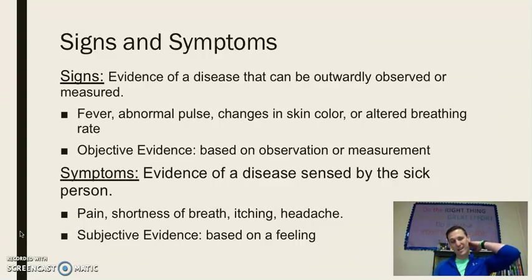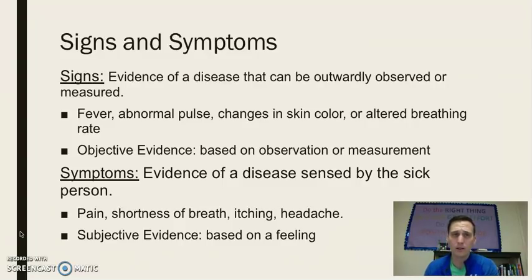Now, we've kind of mentioned signs and symptoms here briefly, but there is a difference. They go hand in hand, but you need to know the difference between what are signs and what are symptoms, and it can be very difficult and tricky. Signs are evidence of a disease that can be outwardly observed or measured. Right? A doctor should be able to see that it's present, or they should be able to track it and measure it with a number, a scale of some sort.